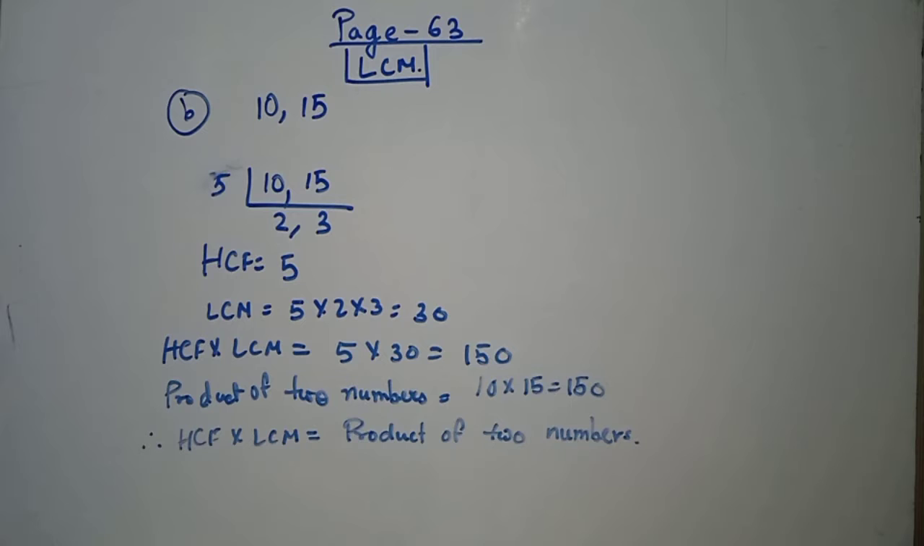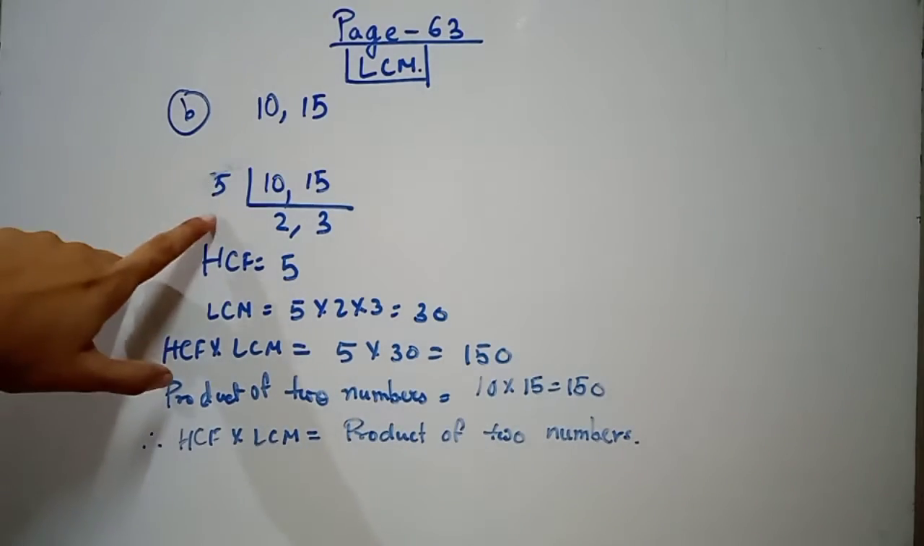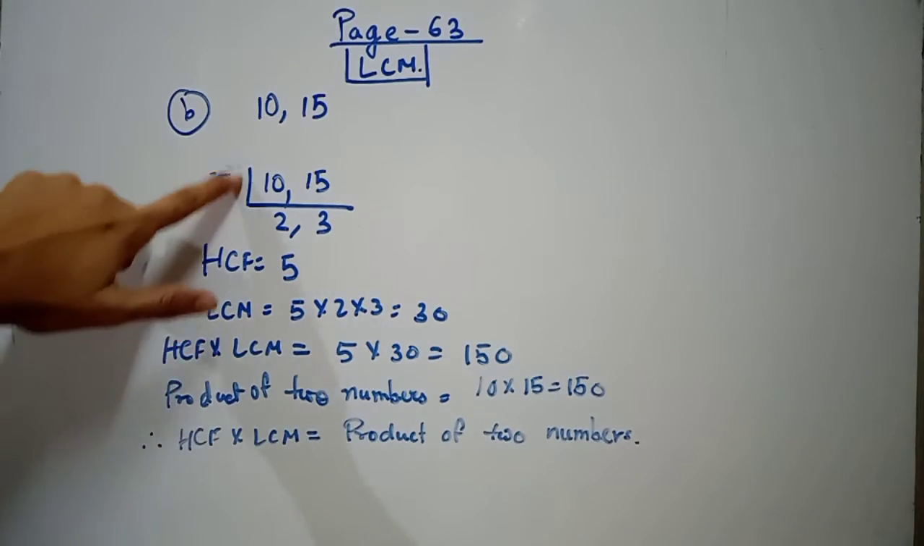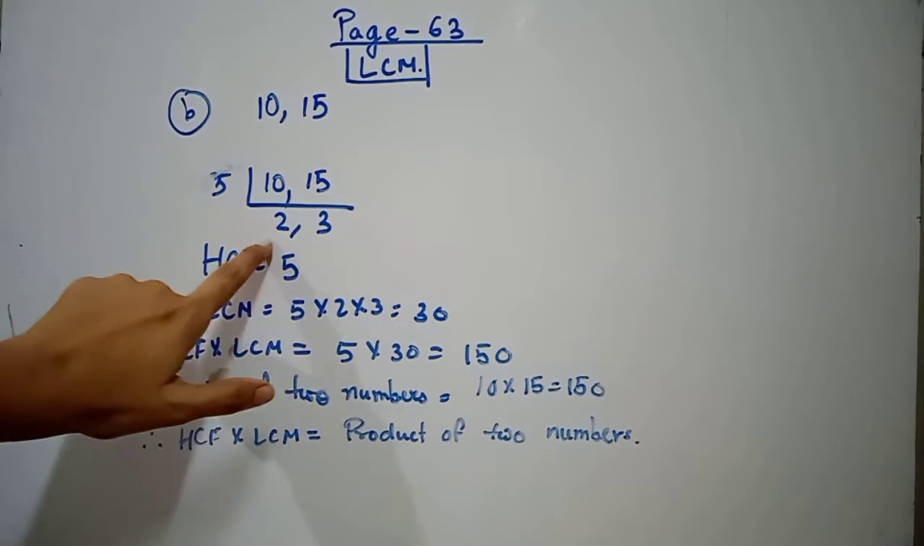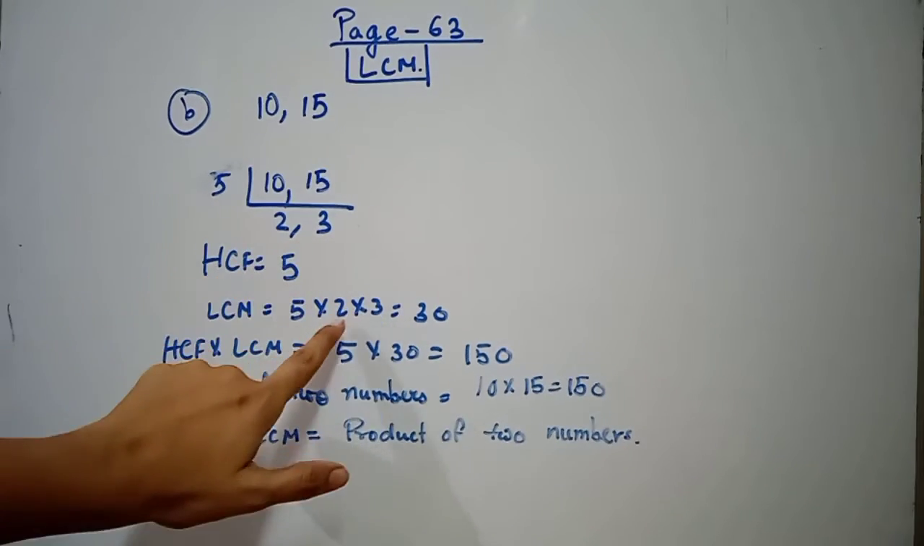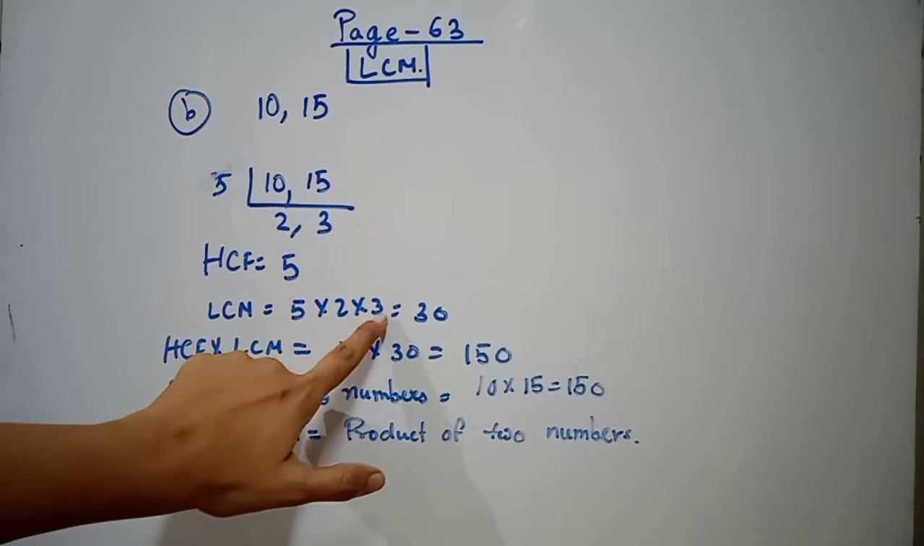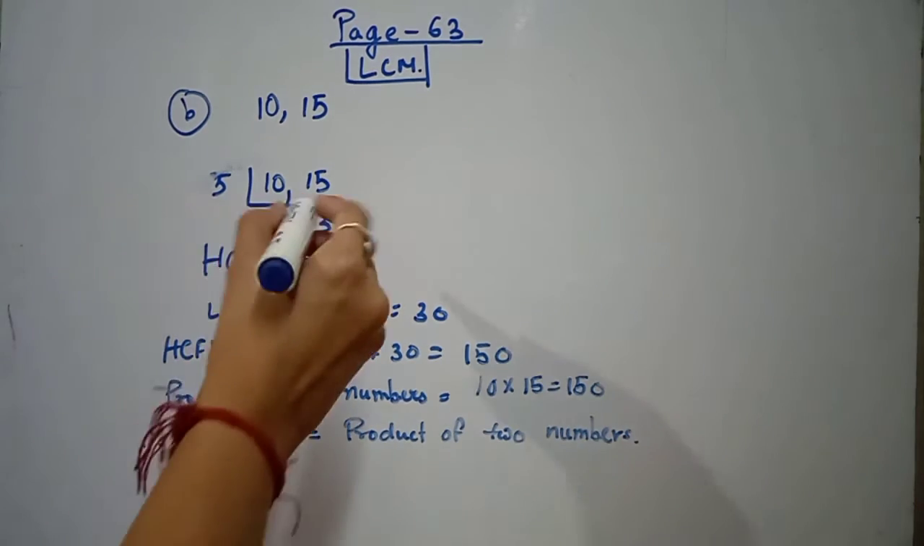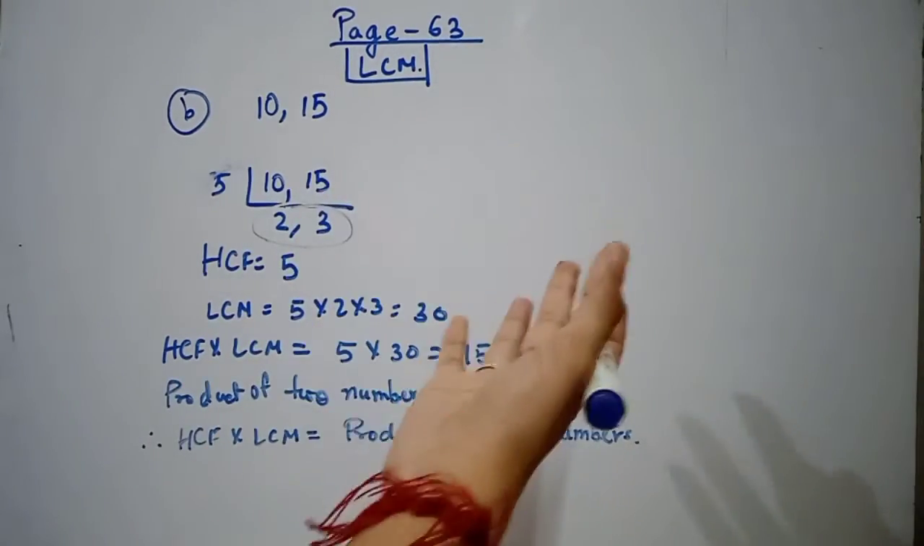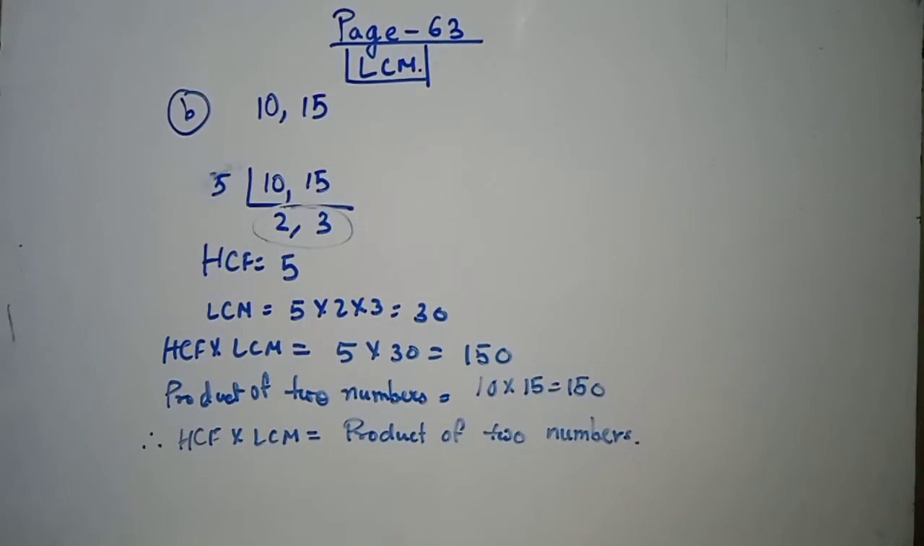Here the numbers are 10 and 15. By using the shortcut method I find that the HCF will be 5, and for the LCM we have to take this number and also the remaining portion. So we get 5 into 2 into 3, that is 30. In this process you can also find the HCF and LCM separately by using different methods, but this is the shortest and very simple method.